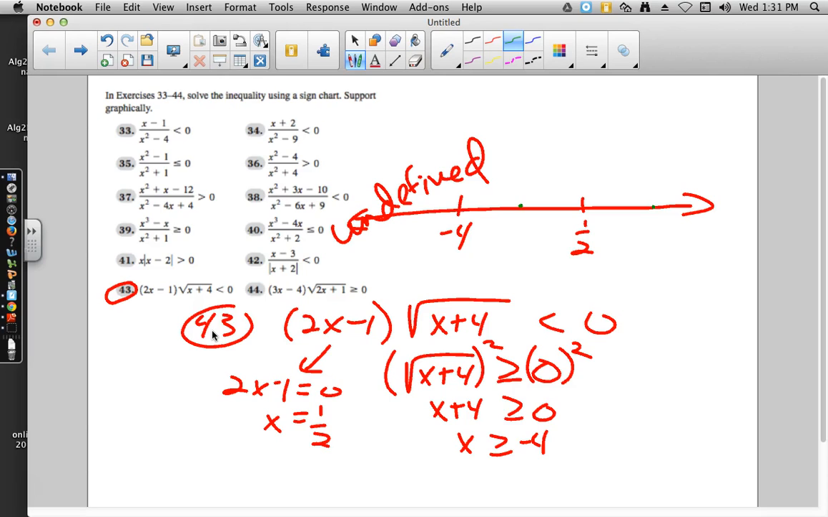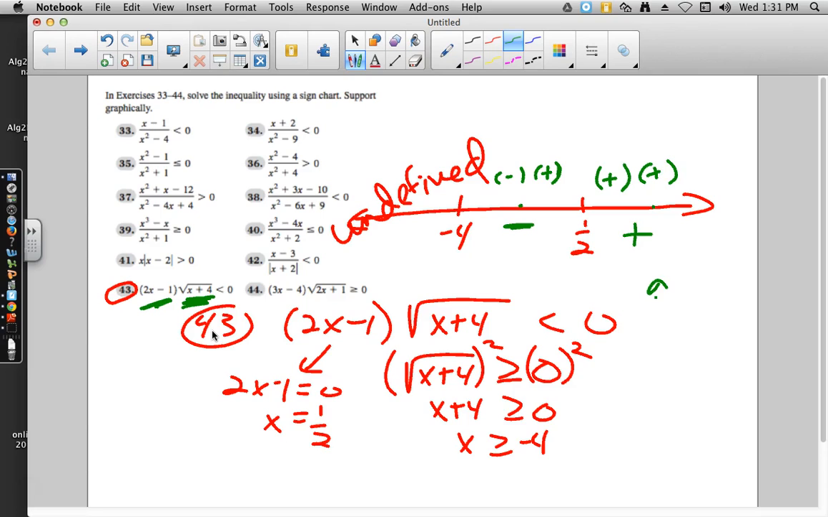So if we put a 0 into this function, 2 times 0 minus 1 is going to give us a negative 1. And then we'd have 0 plus 4 is 4, and the square root of that will of course be positive. So a negative and a positive, the result is going to be negative. And then with the 1/2, we would say, all right, let's try something bigger than that that's not too tough to work with. Let's try 1. If we put 2 times 1 minus 1 in, that's going to give us a positive. And if we put the square root of 1 plus 4 in, that's also a positive.